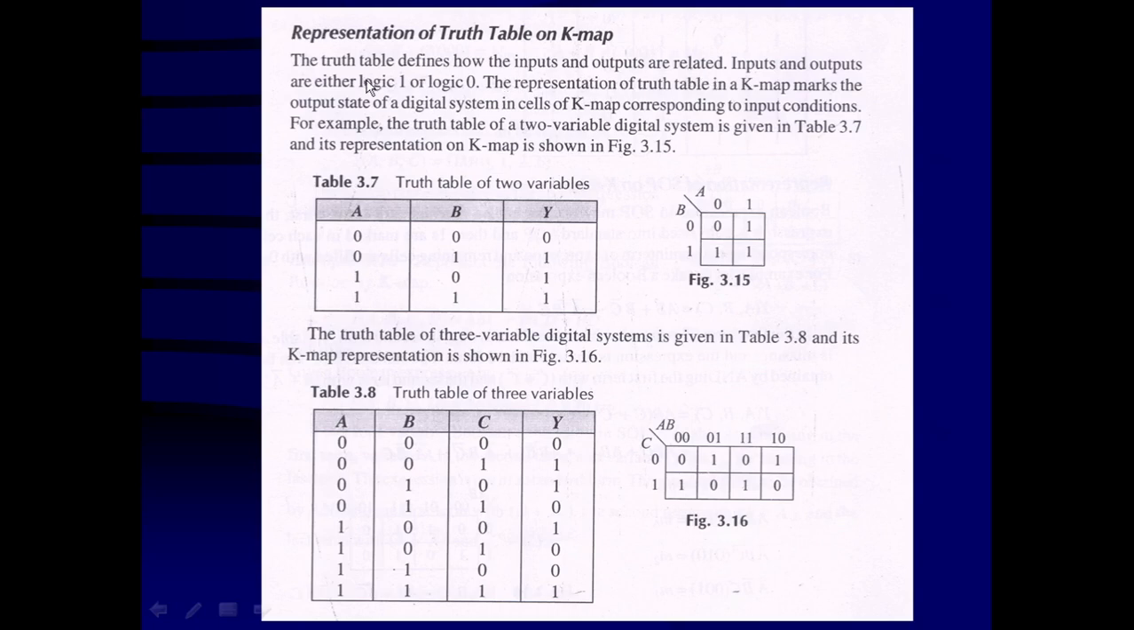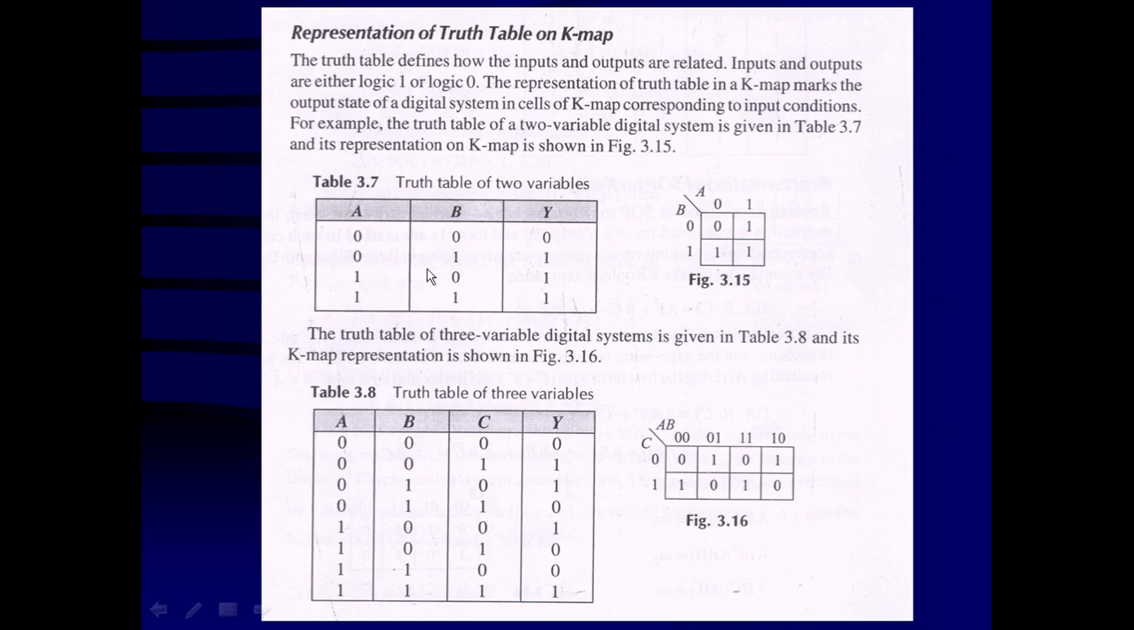The inputs and outputs are either logic 0 or 1. The representation of the truth table in a Karnaugh map places the output state of the digital system in the cell. That means the output state of the digital system is represented inside the cell like this. A is equal to 0, B is equal to 0. Corresponding to that intersection is this cell where the output is required to be 0.